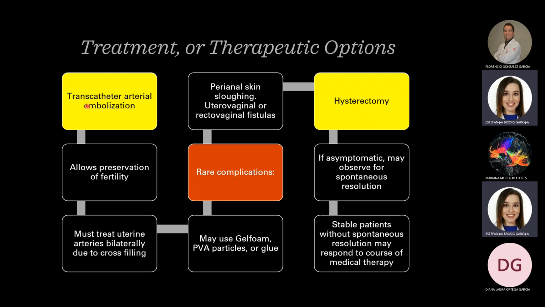Well, the first therapeutic option that allows preservation of fertility is transcatheter arterial embolization. Must treat uterine arteries bilaterally due to cross-filling, and might use Gelfoam, polyvinyl alcohol particles, or glue. Rare complications include perineal skin sloughing, uterovaginal or rectovaginal fistulas, and lower extremity neurologic deficits.